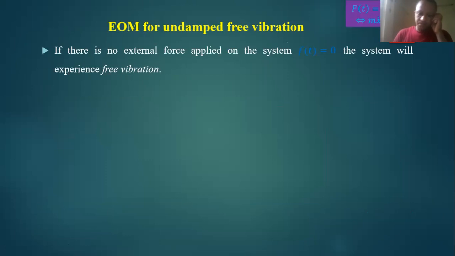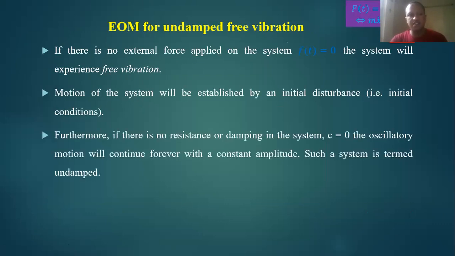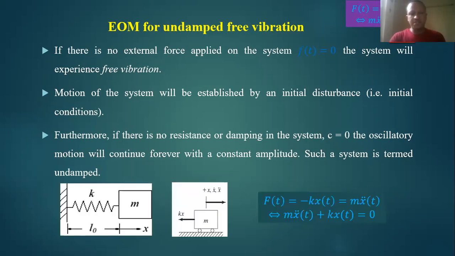If there is no external force applied on the system, f of t is equal to 0, it will experience free vibration. Motion of the system will be established by the initial disturbance only. Further, if no resistance or damping is there, c is equal to 0, that means the oscillatory motion will continue forever. But there is nothing which continues forever; we assume that. Such a system is termed undamped free vibration.